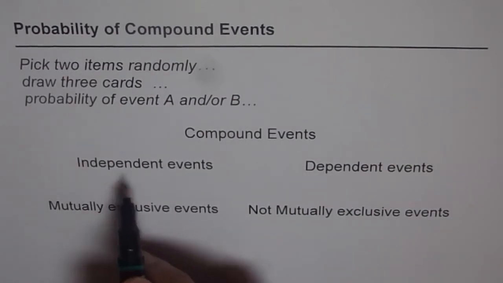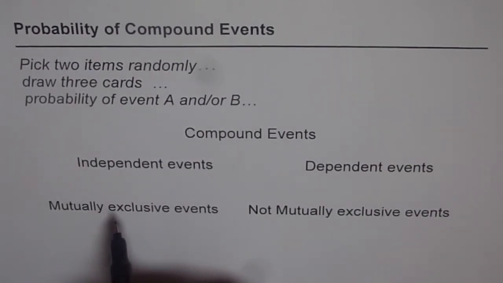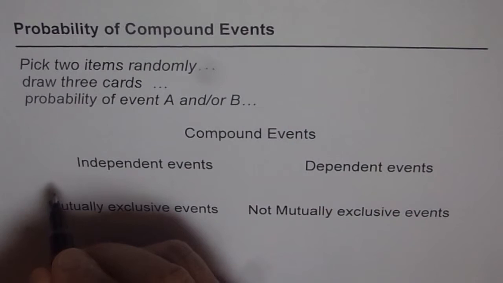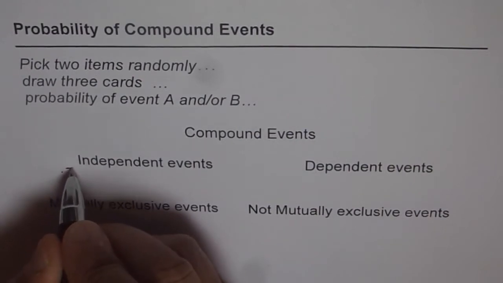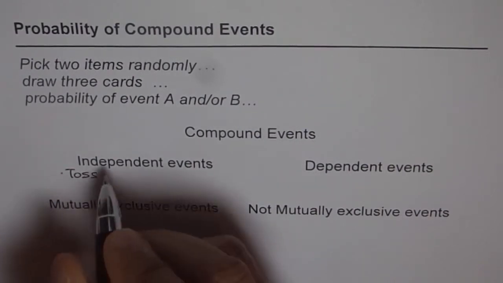The event will be independent if it is not affecting the following events, or it is not getting affected by the previous event. So those will be independent events. A few events are always independent. For example, tossing a coin. Let me write a few examples which are always independent, and the first is toss a coin.